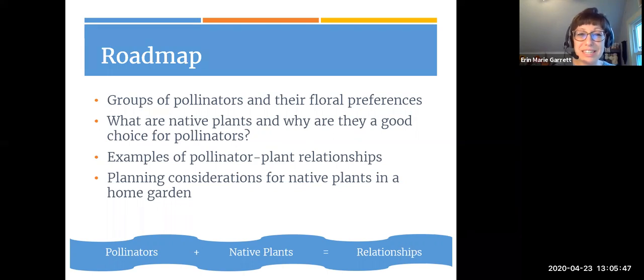After we go through those background informations, we're going to put those pieces together and go through some specific examples of pollinator-plant relationships. So for example, if you know of a specific butterfly that you want to attract to your garden, what plants would you put in your garden to do so? So we'll go through a number of different examples for you, just so you have some basis to go back on. And then we'll touch on just a few planting considerations when it comes to putting native plants into your home garden, just to wrap things up at the end.